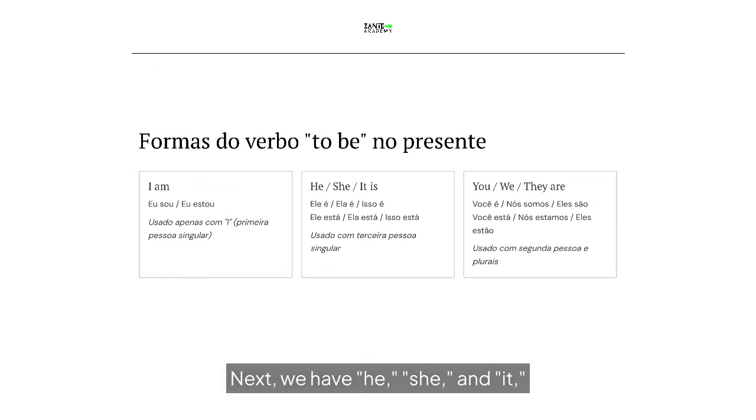Next, we have he, she, and it, which all use the form is. For instance, if you say, "He is a teacher," or "she is excited," you're describing someone else. This form helps us convey information about a single person or thing. Notice how it clarifies who we are talking about. If we didn't have is, it could lead to confusion in our conversations.